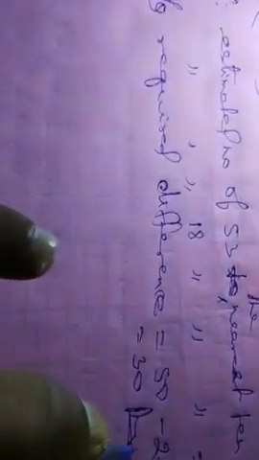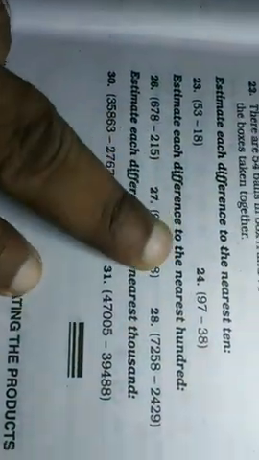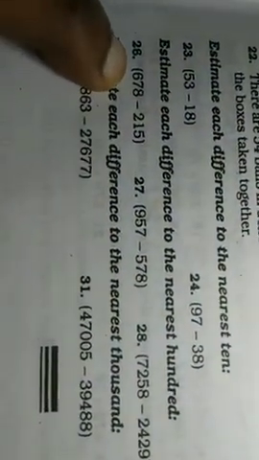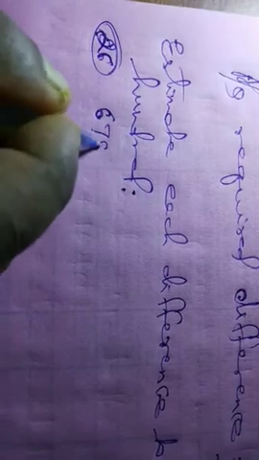Again, question number 26. Estimate each difference to the nearest 100. Question 26 is 678 minus 215. Solution.